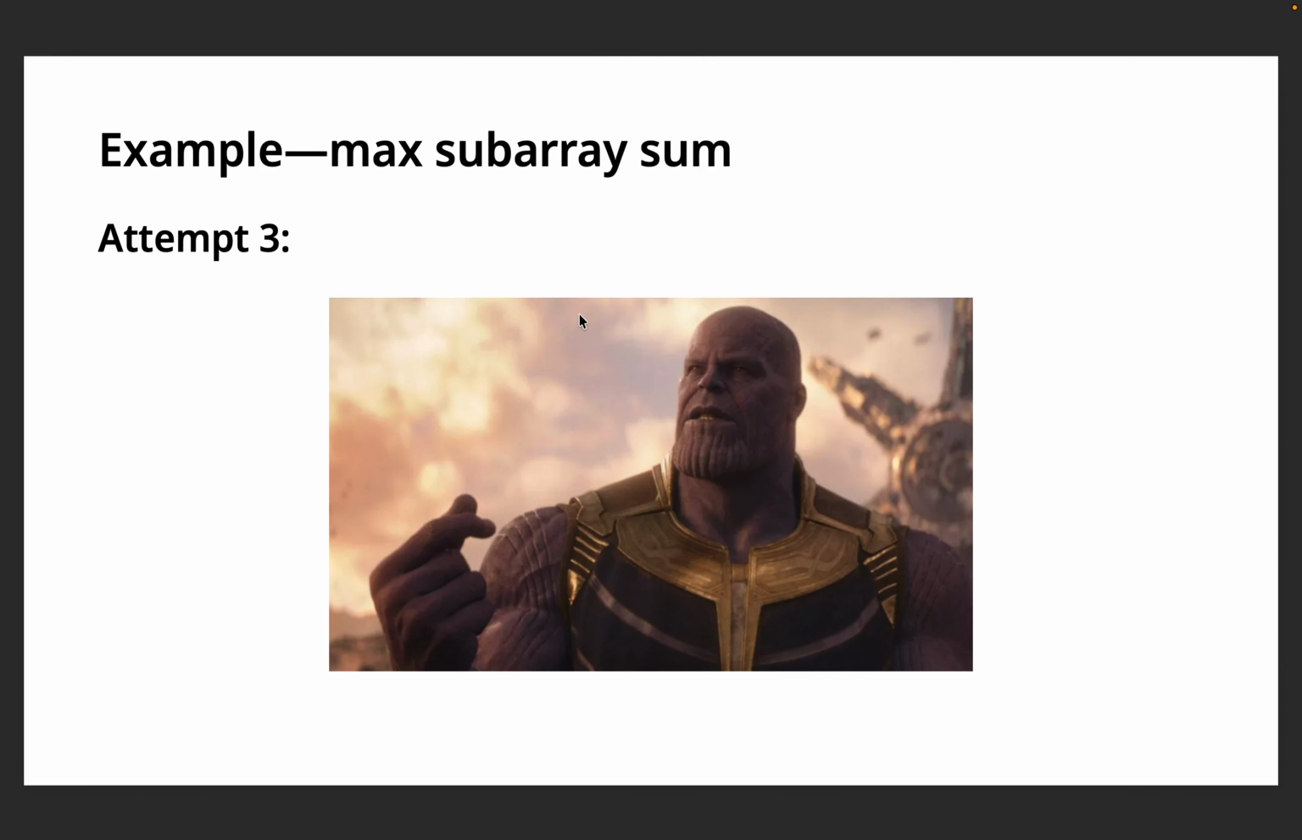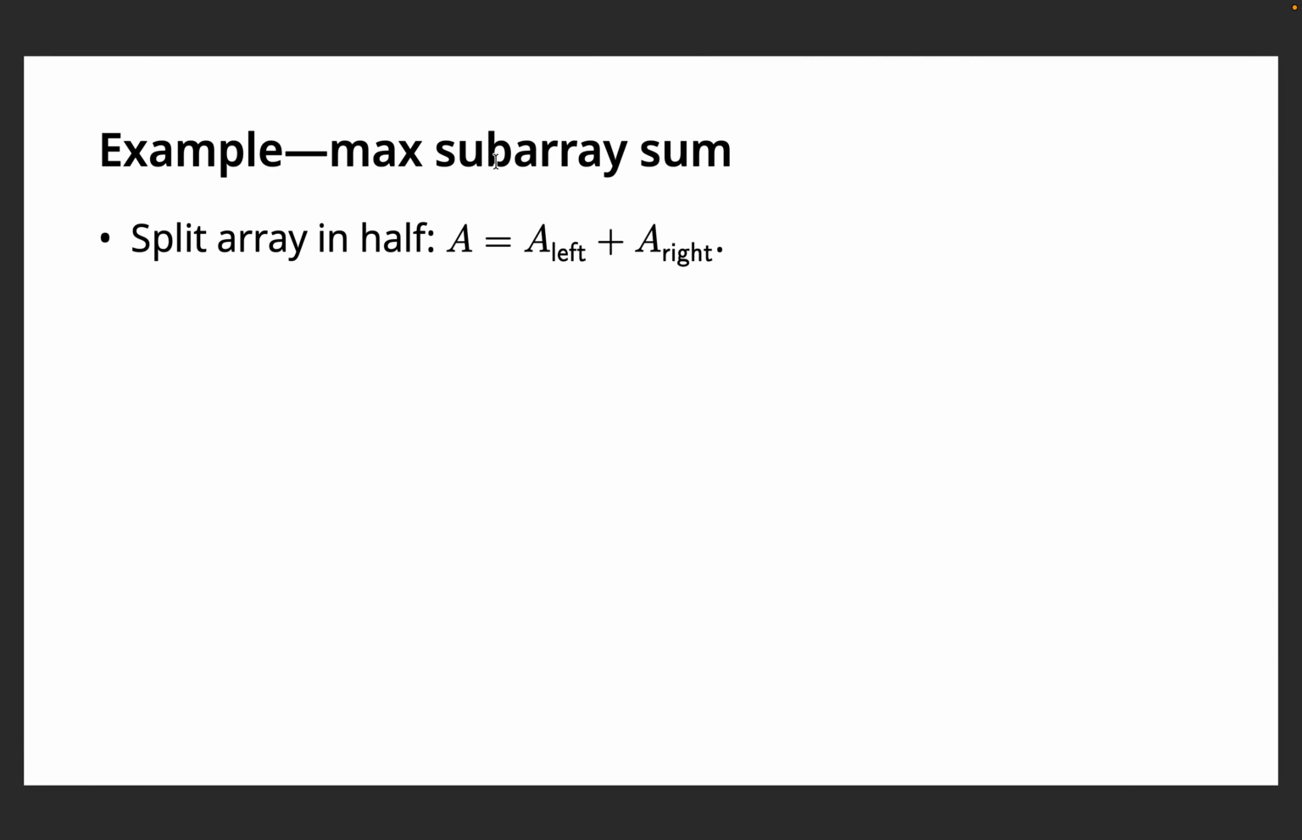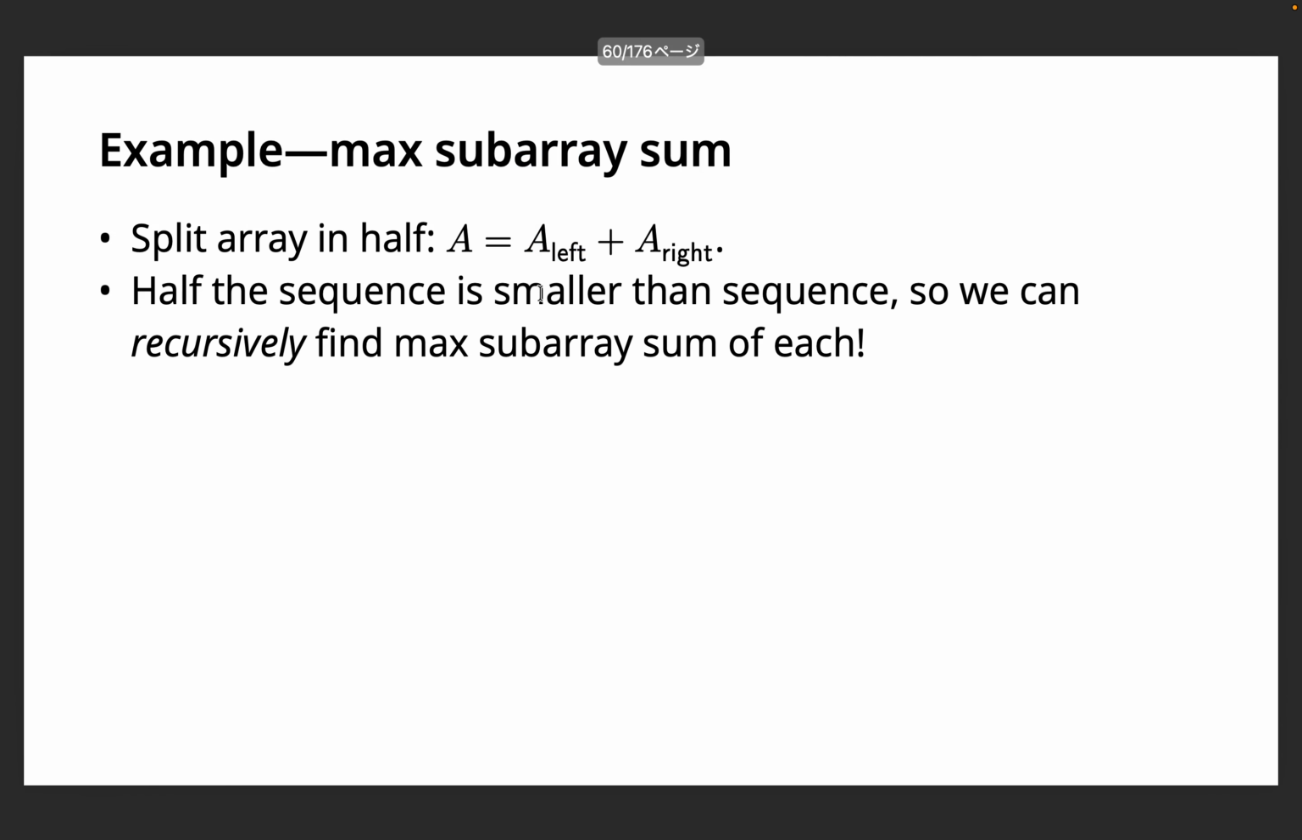So when it comes to binary search, you think about dividing something in half. So since we're working with an array, let's split that array into two parts, the left half and the right half. Suppose that we can get the max subarray sum of each of these. Since these are strictly smaller than the original array, we can use recursion or wishful thinking in order to get the max subarray sum of each of these parts over here.